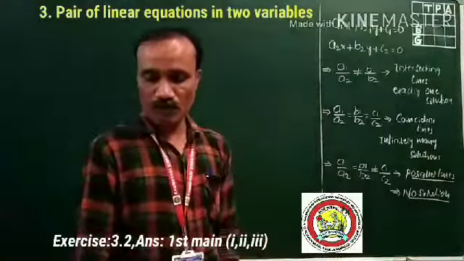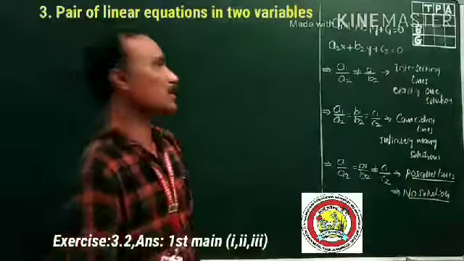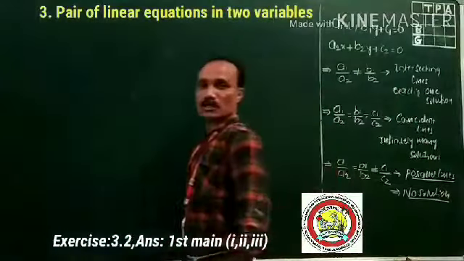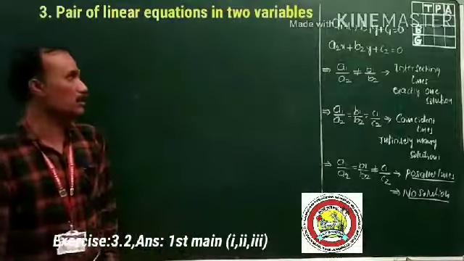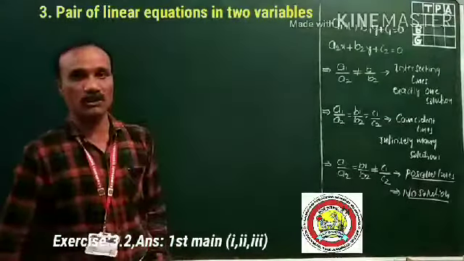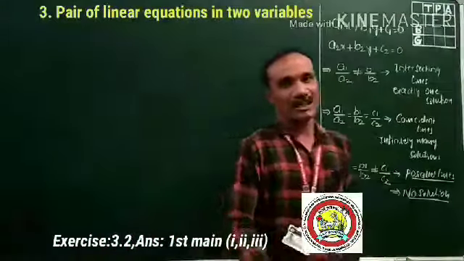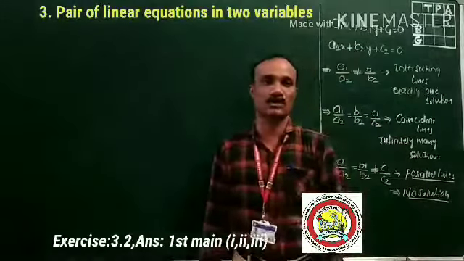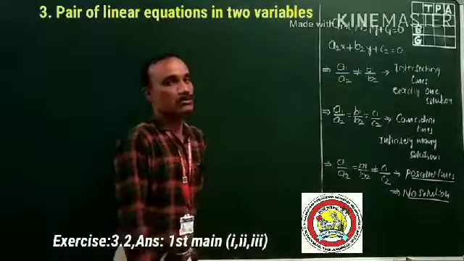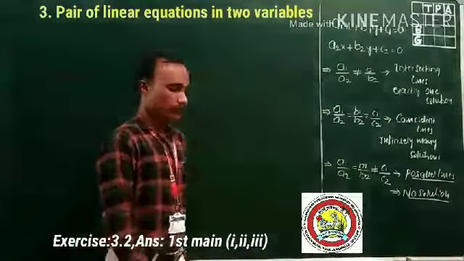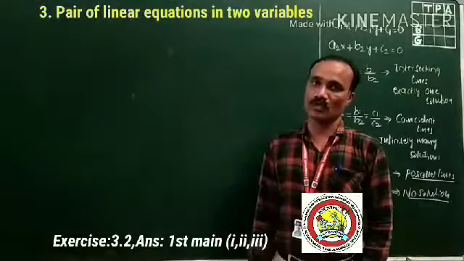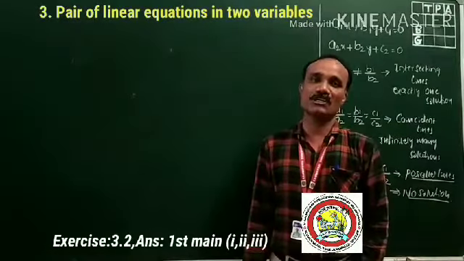Now we are going to find the solutions of a pair of linear equations in two variables. I told you in previous classes, mainly there are four methods. First one, graphical method. I will explain the graphical method in the classroom because graph sheets are required for that. Second one, substitution method. Today I will start. Then third one, elimination method. Fourth one, very important, the cross multiplication method.